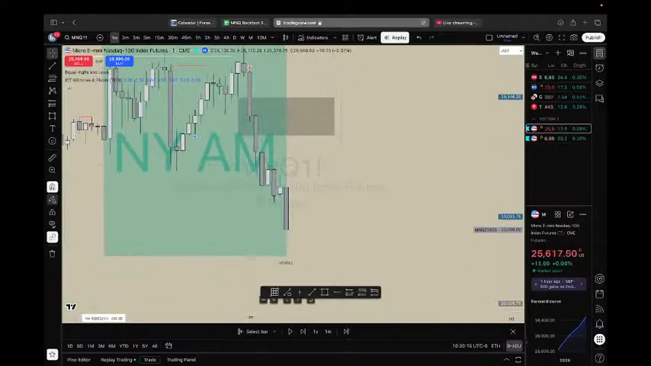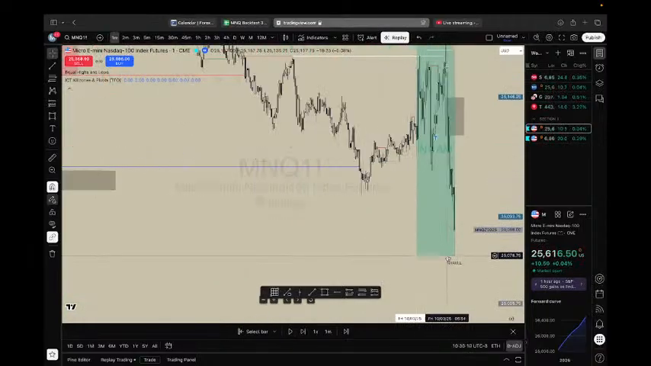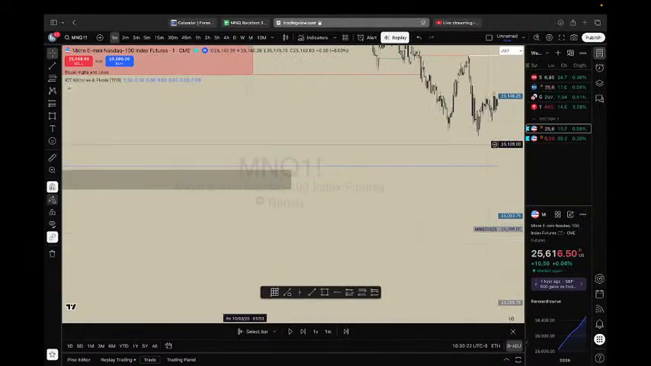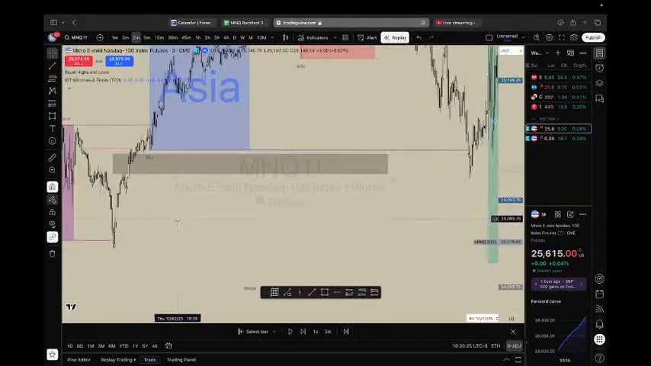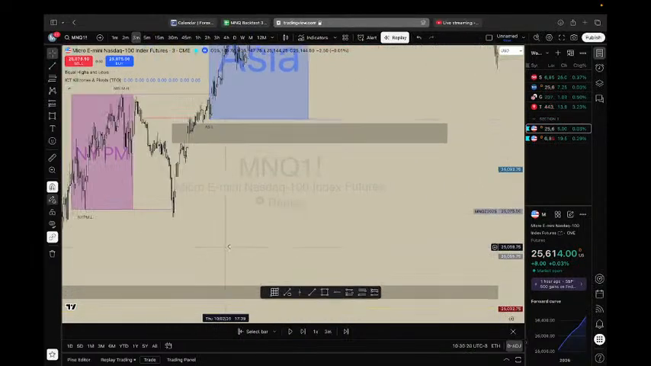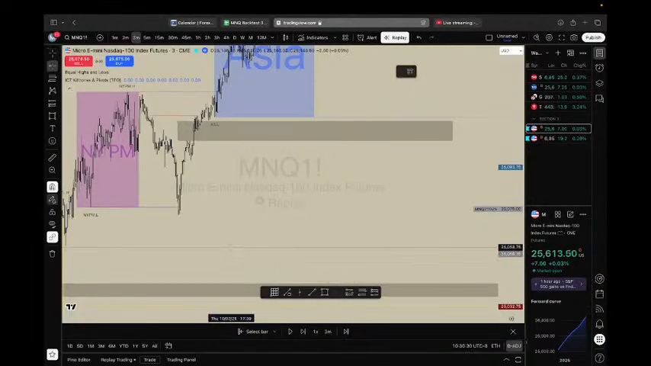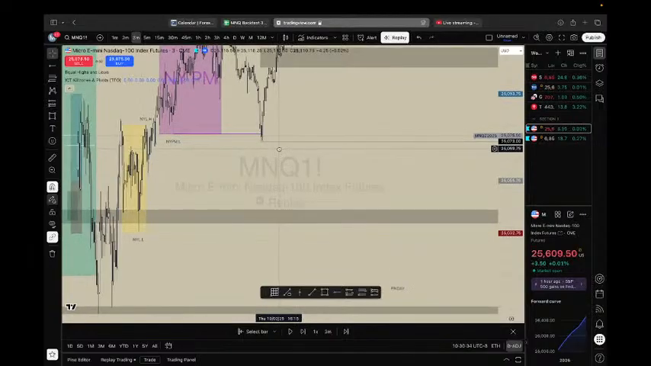Price goes lower, lower. We swept this low over here. That's the thing. You gotta mark out your higher time frame lows and highs because it's easier to just do it rather than going back and forth like this.